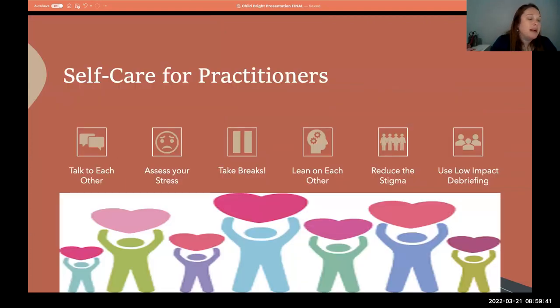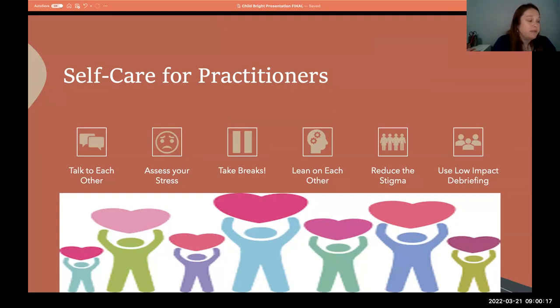Some of the ways that we can practice self-care is to talk to each other. There are a number of assessment tools, like the Professional Quality of Life Scale and the Impact of Event Scale, you can use to gauge your own traumatic response. Take breaks, develop a self-care plan that includes strategies to reduce the effects of vicarious trauma. Things like meditation, or we have a professor who does clinical therapy, and he uses a hand washing ritual between clients as a way to compartmentalize.